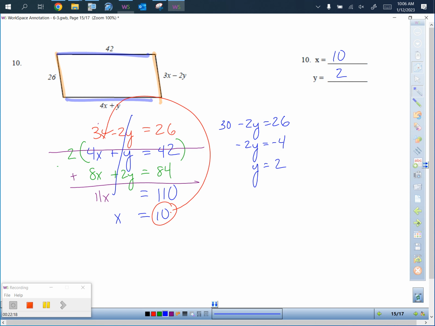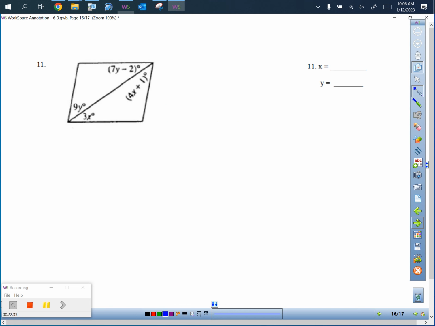Let's try another one. Oh my goodness. These are angles. So it has been suggested that we set this 7y minus 2 and this 3x equal to each other because, remember, this is a parallelogram, and don't we have parallel lines? Is this true? Those sides are parallel to each other. Yes or no? Yep, put it in your picture. Is this also true? Is that true?